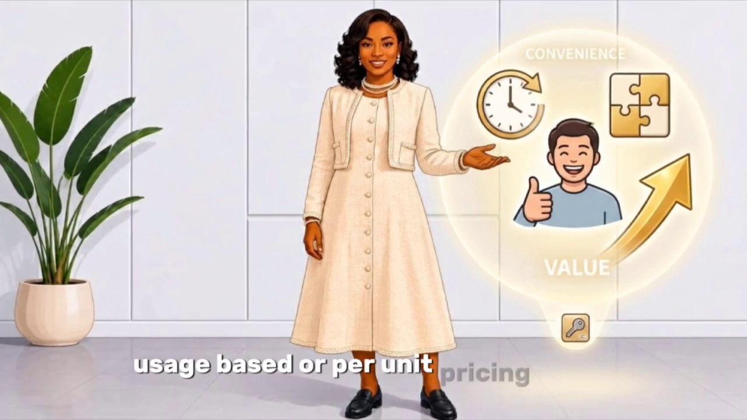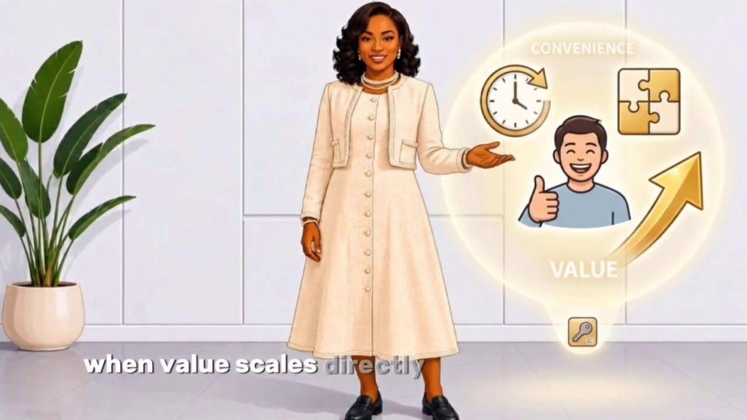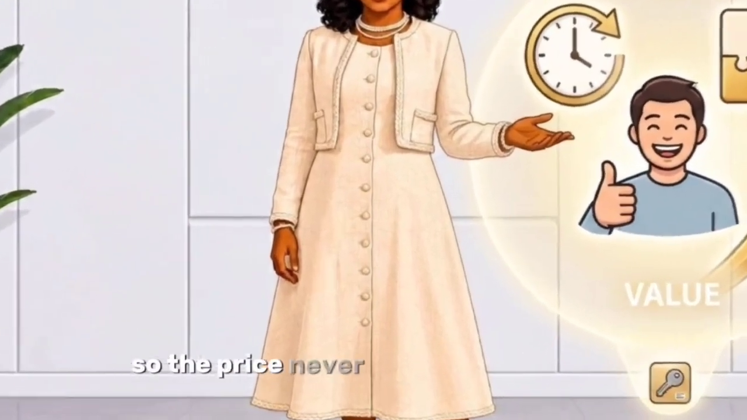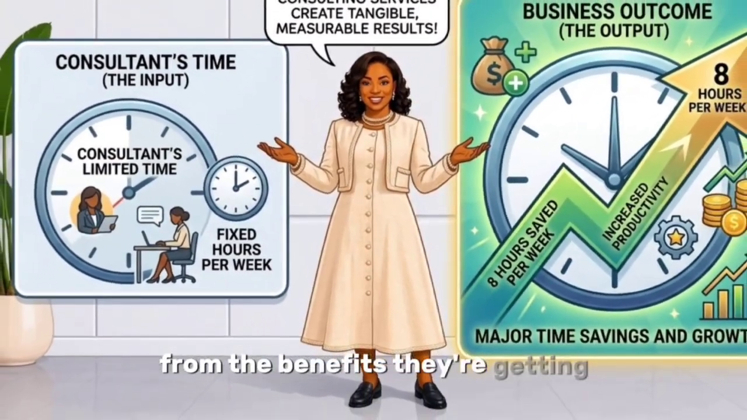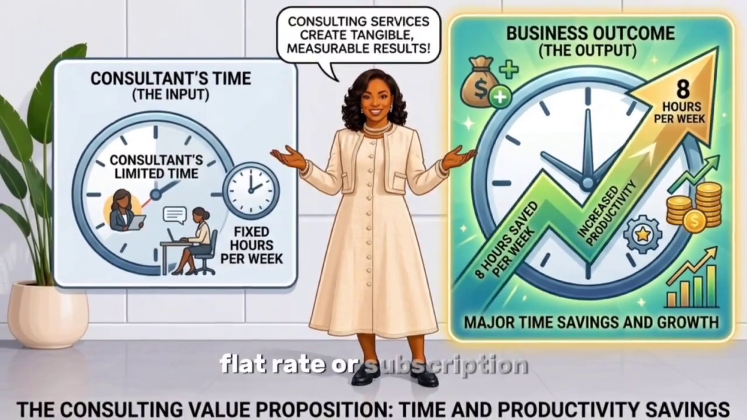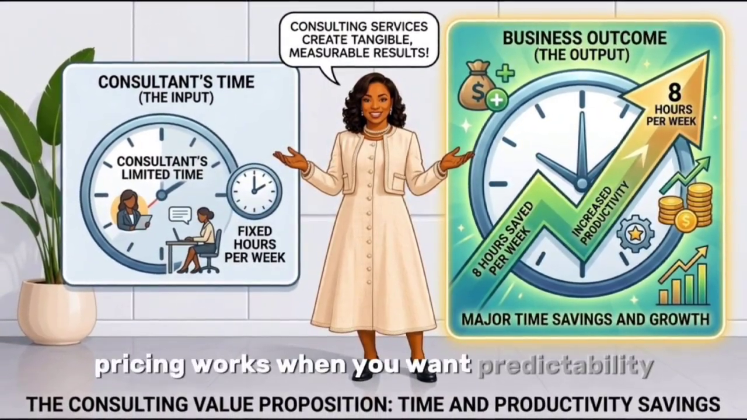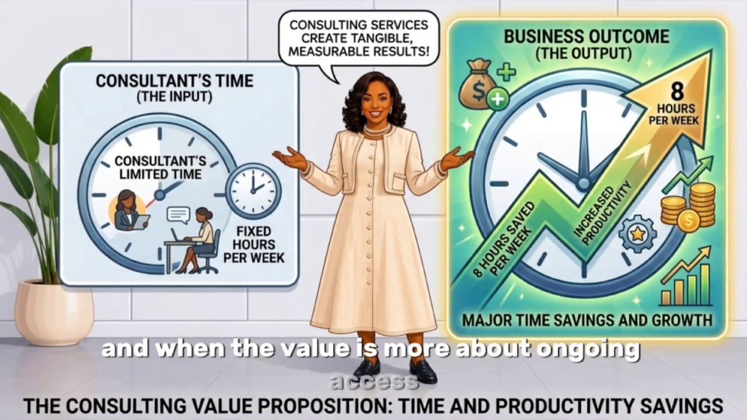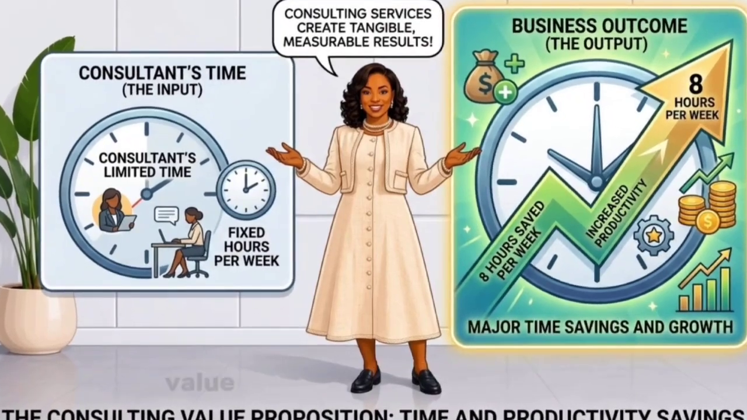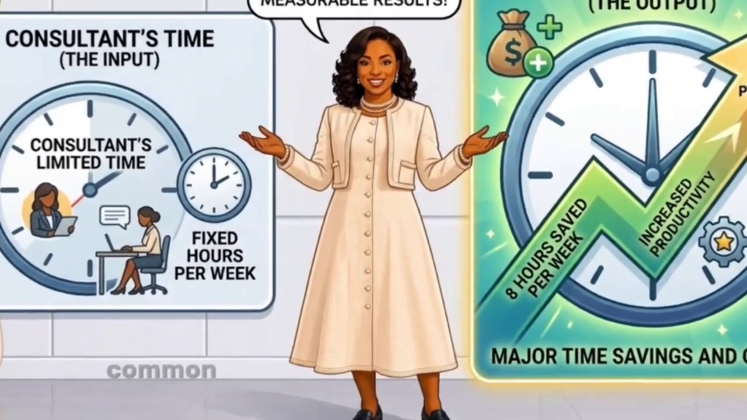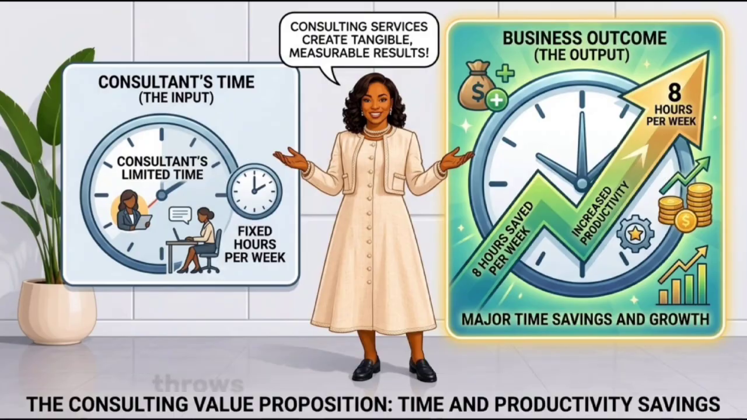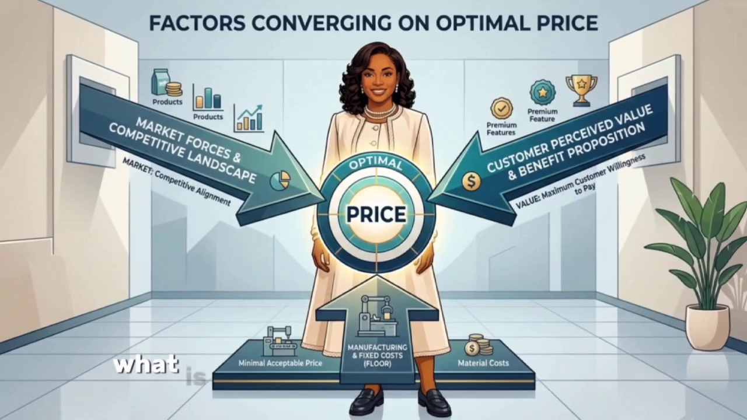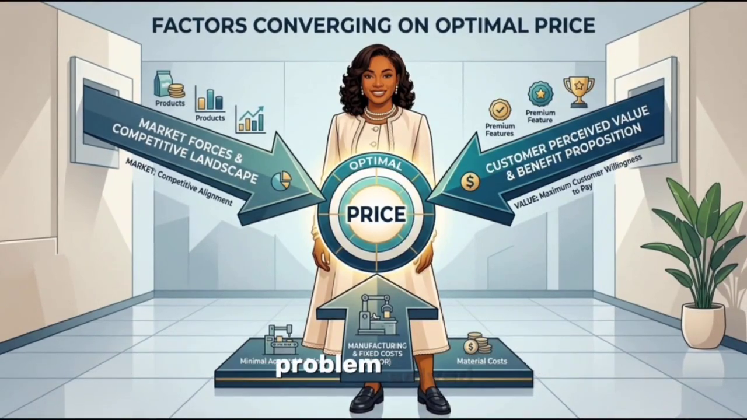Usage-based or per-unit pricing works when value scales directly with consumption. The more someone uses it, the more they pay, so the price never feels disconnected from the benefits they're getting. Flat rate or subscription pricing works when you want predictability for you and for the buyer, and when the value is more about ongoing access than one-time consumption. Value-based, project-style pricing, common in consulting and freelance work, throws out cost and hours entirely and prices against the outcome. What is it worth to the client to have this problem solved?